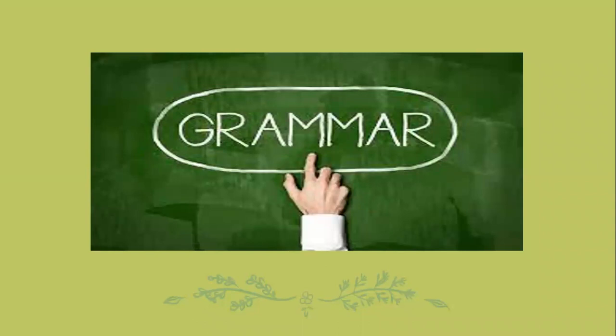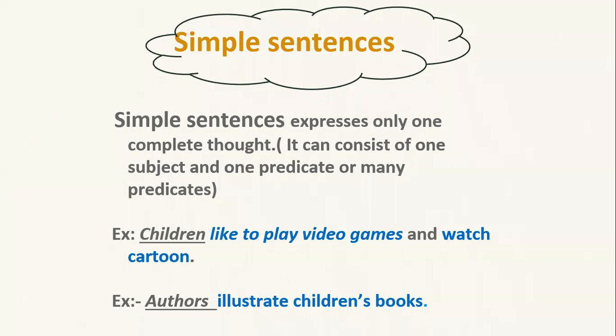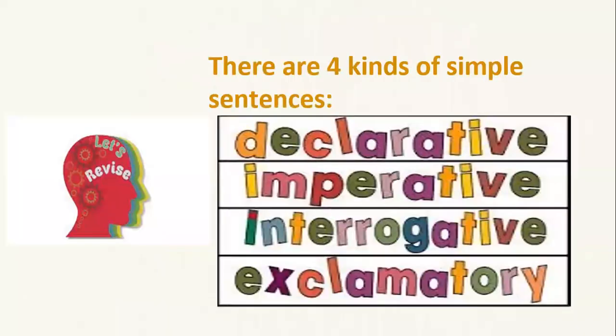This is a grammar and reading revision, but it will be quick, so try to catch up, okay? Our first lesson is about simple sentences. The simple sentence gives one idea. Gives how many ideas, guys? Very good, just one idea. Simple sentences have four kinds: the declarative sentence, the imperative sentence, the interrogative sentence, and the exclamatory sentence. Okay.